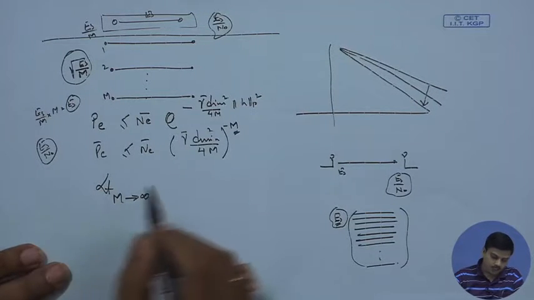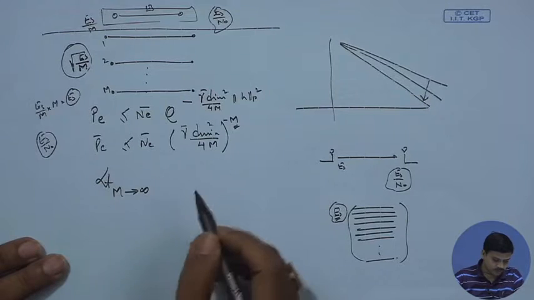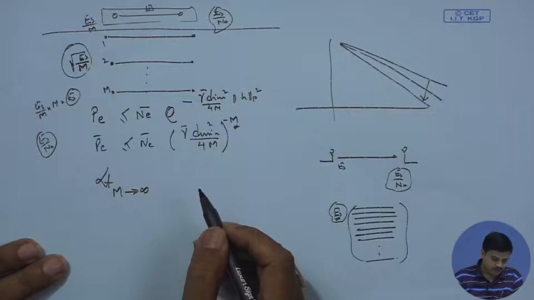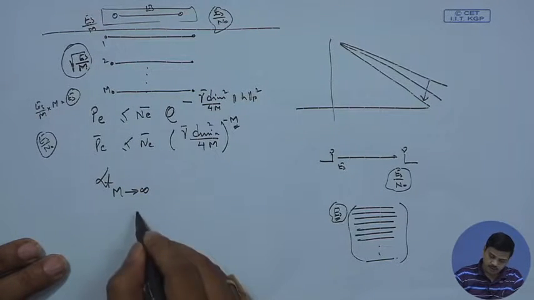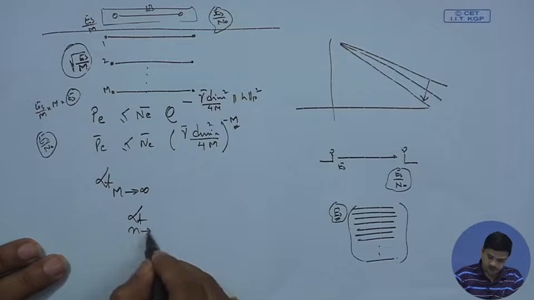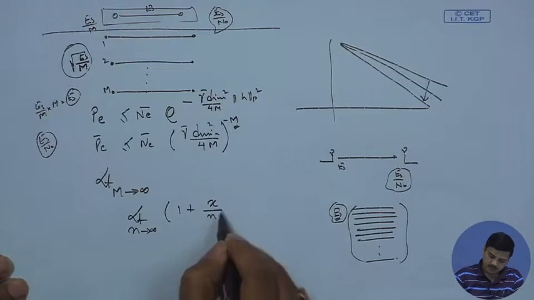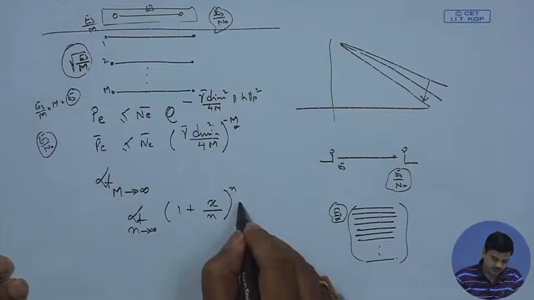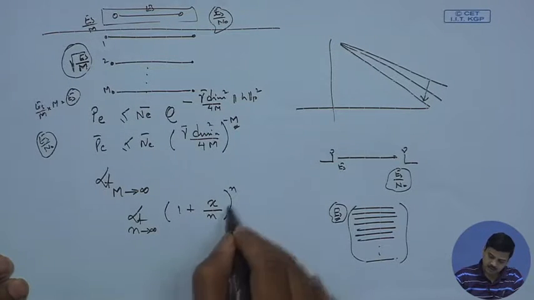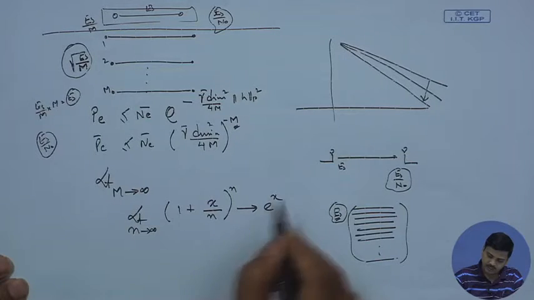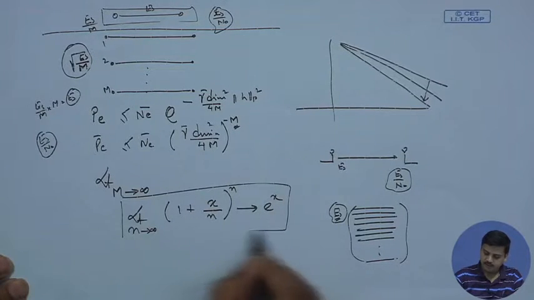So for this, what we need to see is that if we take the limit n tends to infinity of (1 plus x upon n) to the power of n, this tends to e to the power of x. We use this identity.